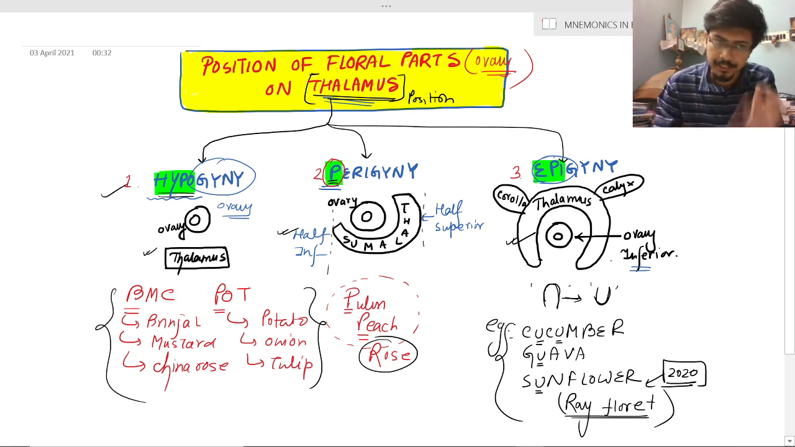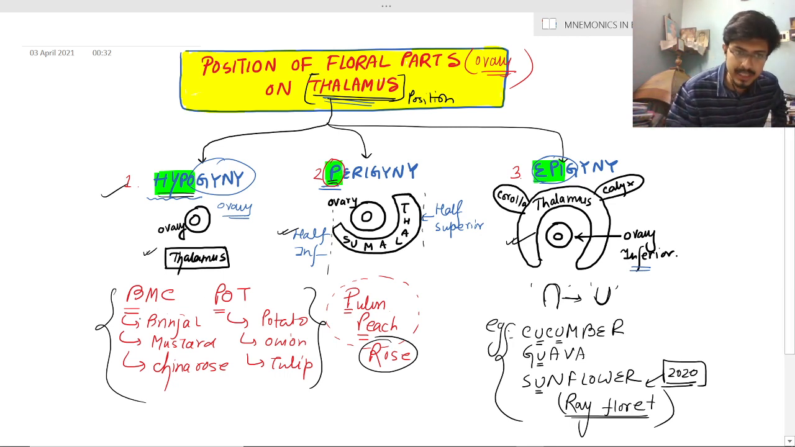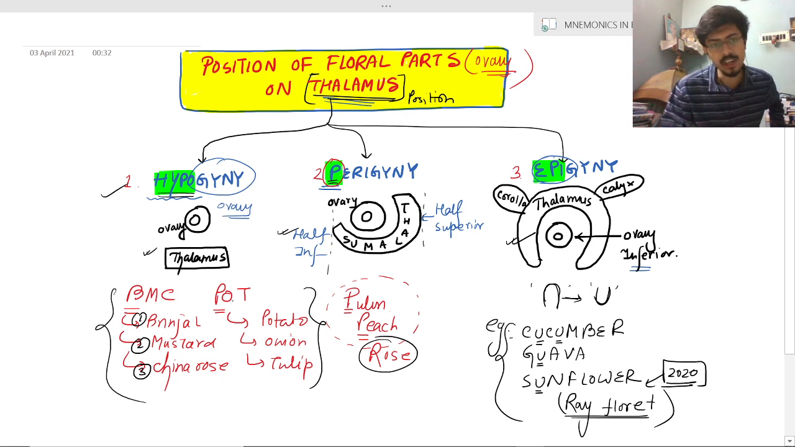Ovary is inferior here. The mnemonic for hypogyny is BMC pot. BMC means Bangalore Medical College, or any medical college starting with B. B for brinjal, M for mustard and C for China rose. Pot corresponds to P for potato, O for onion and T for tulip.